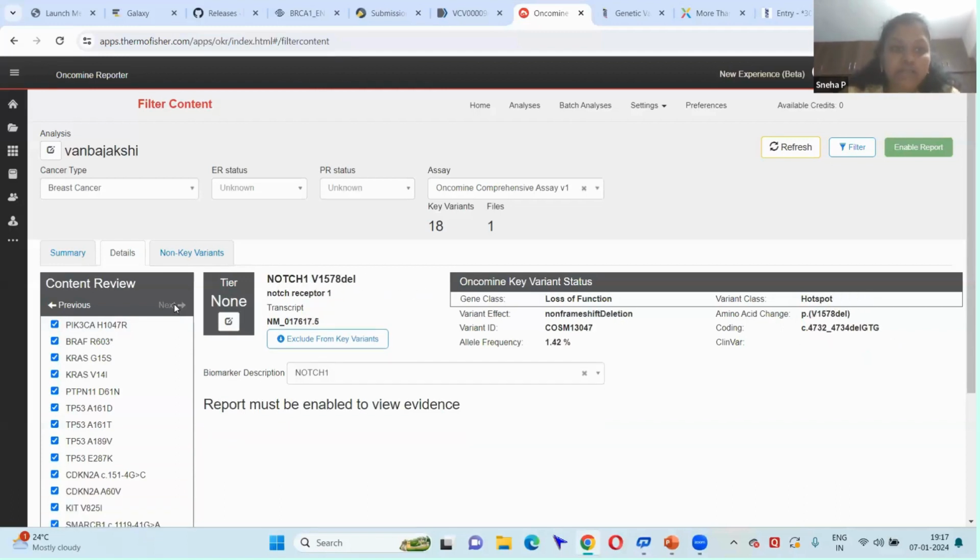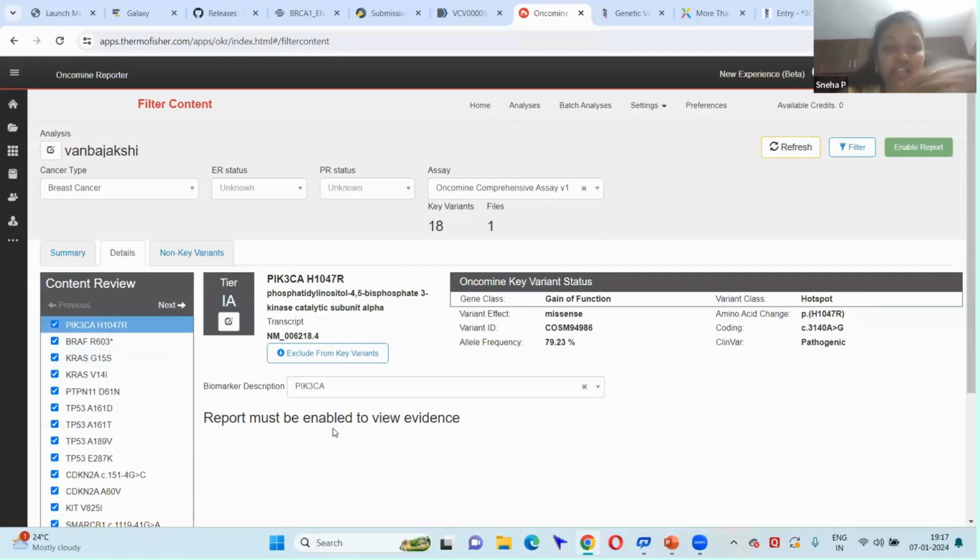So this patient does not have a BRCA variant. She has a PIK3CA variant. So this is another set. After BRCA1 and 2 in the South Asian population, PIK3CA is the next leading mutated gene in breast cancer patients.